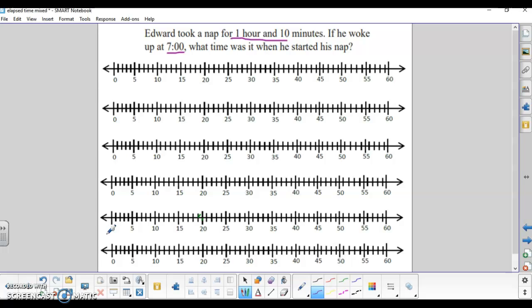All right, if I label my number line, I have 7, 6, 5, 4, 3, 2. He woke up at 7. His nap was 1 hour and 10 minutes long. So I need to go back 1 hour and 10 minutes. 5, 10. He fell asleep at 5:50.